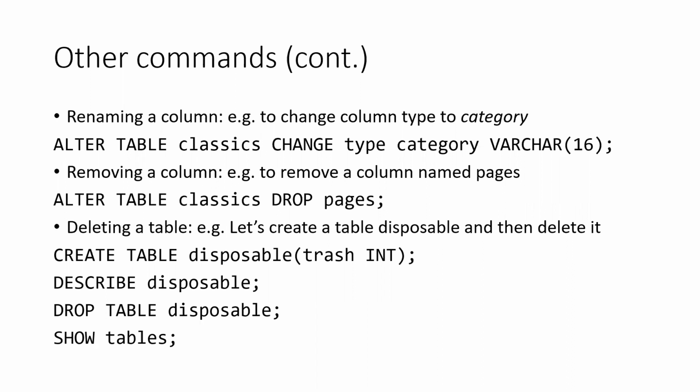So in this last one, the set of commands shows you creating a table called disposable, and then you delete it. Now what will happen? There are 4 statements here. So create table disposable, which will create a table. And then when you say describe disposable, it will show you that, okay, that particular table has one field. And then you drop it, drop table disposable, and then you look at show tables.